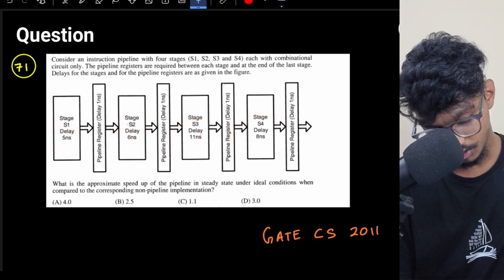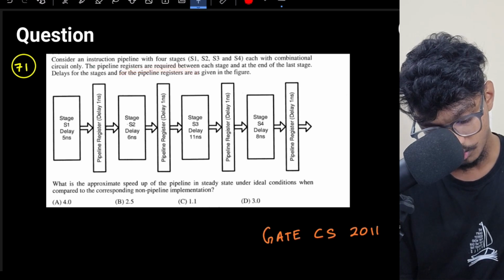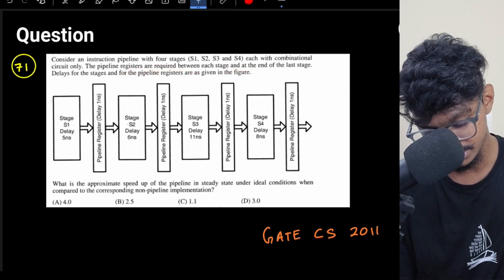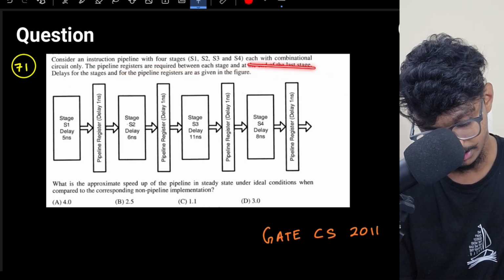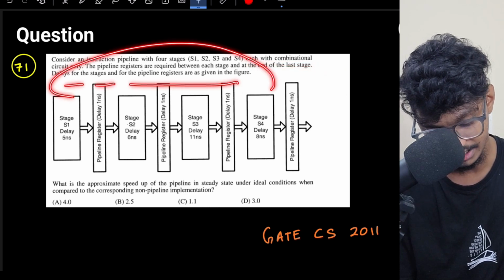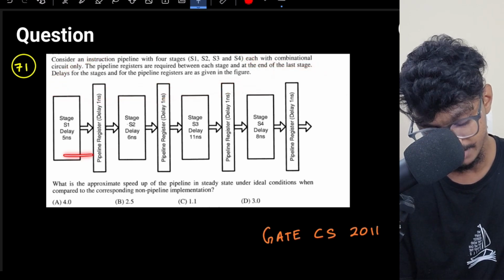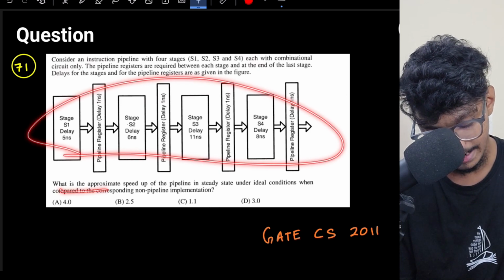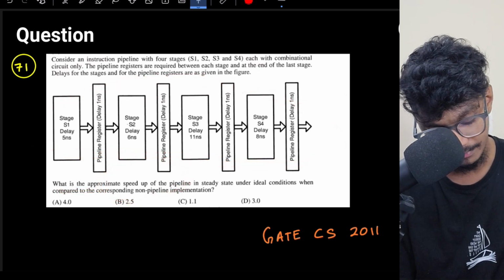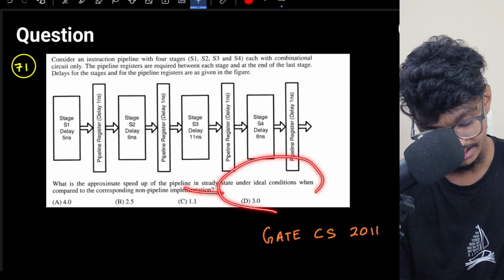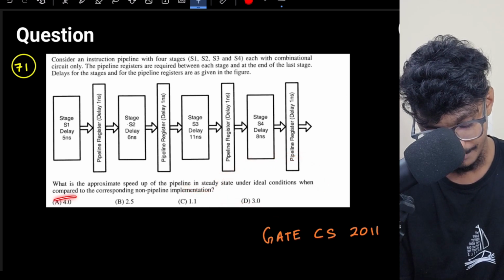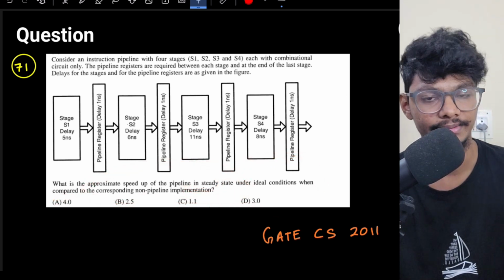Okay, so what are they asking us? The pipeline registers are required between each stage and at the end of the last stage. Delays for the stages and for the pipeline registers are given in the figure. What is the approximate speed up of the pipeline in steady state under ideal conditions compared to the corresponding non-pipeline implementation?